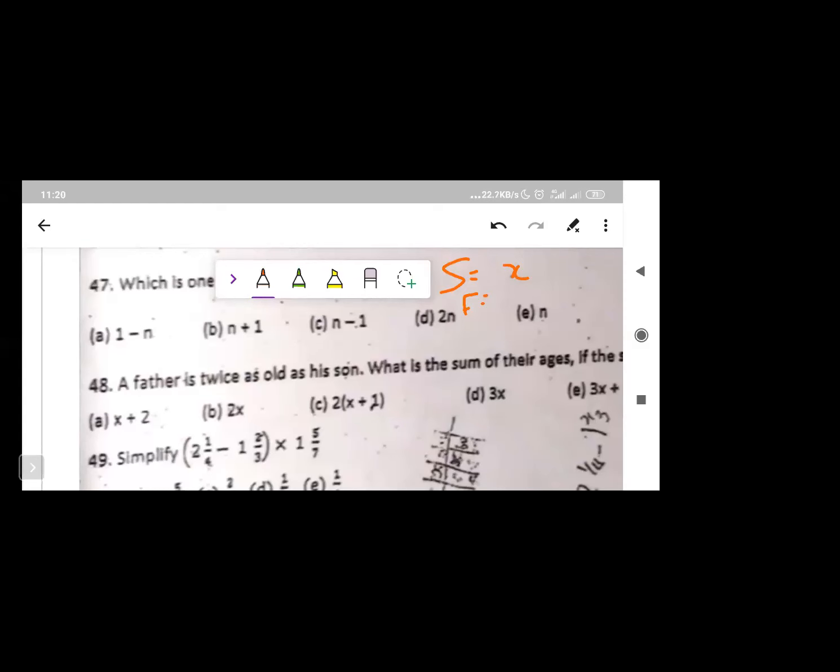Anytime they mention twice, it means 2 times. Sometimes they can mention thrice, 3 times, and so on. Those are some of the words that they use. So in this case, the father will be 2x. They say, what is the sum of their ages? If you add them together, x plus 2x will give us 3x. So the sum of their ages is 3x. It is as simple as that.